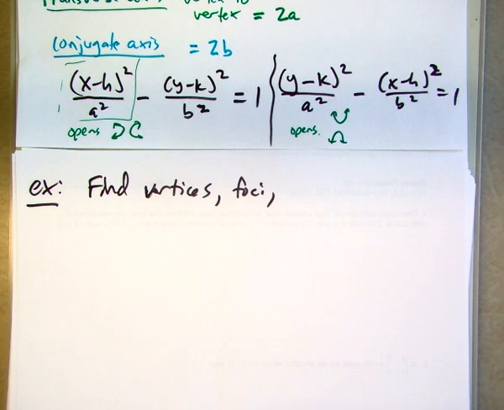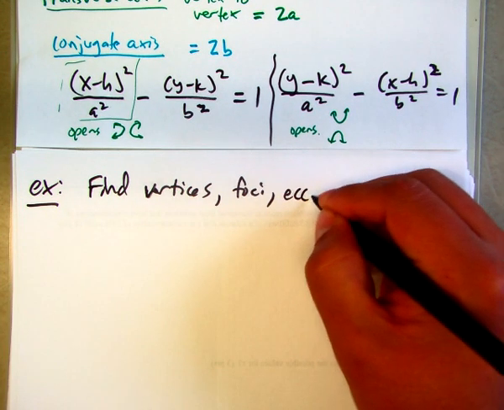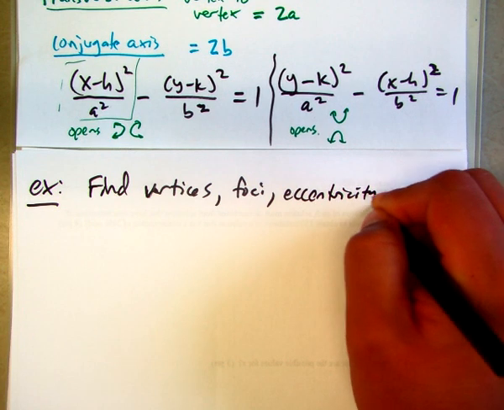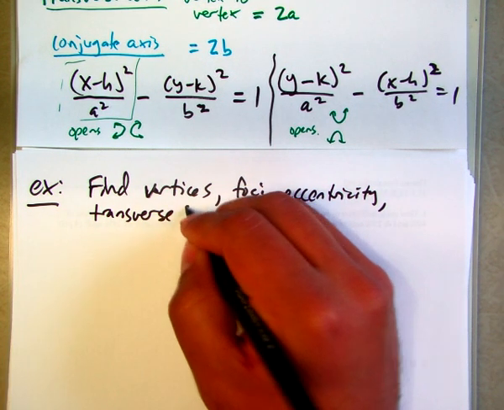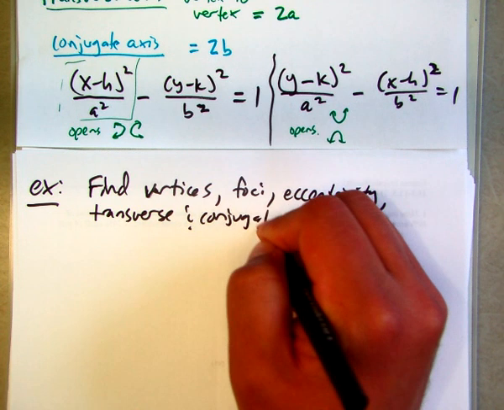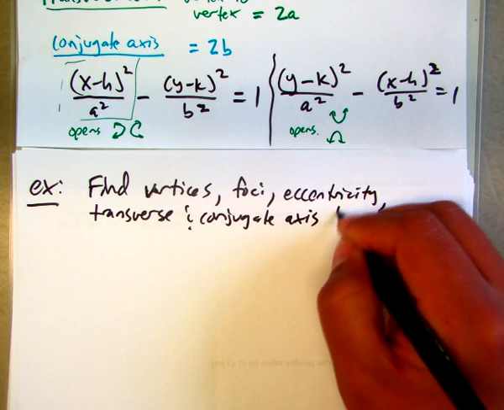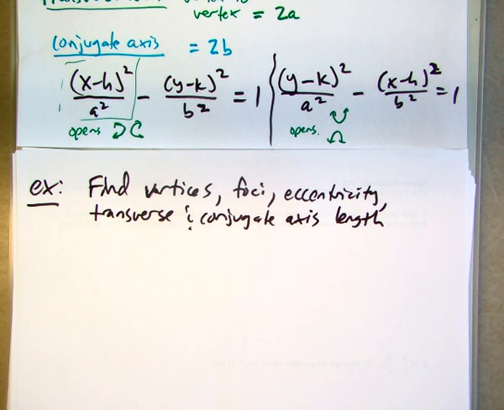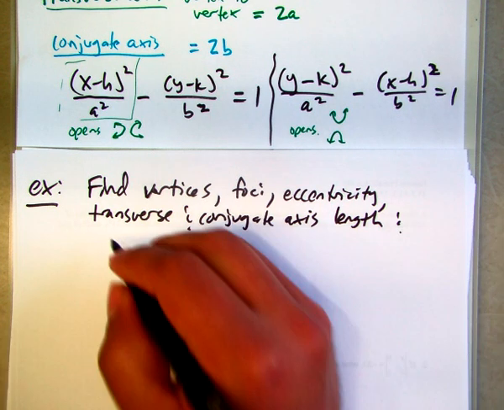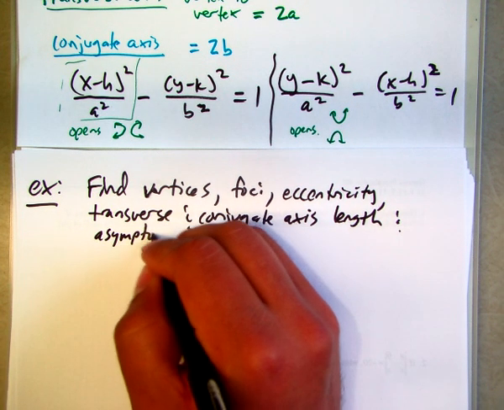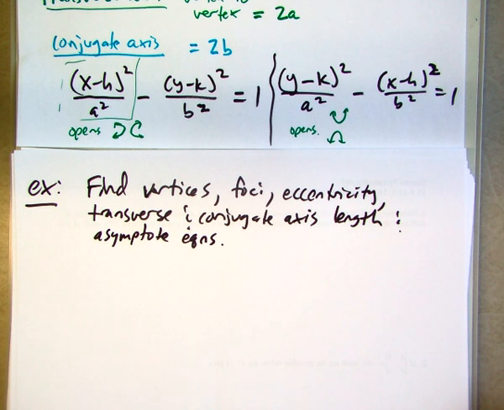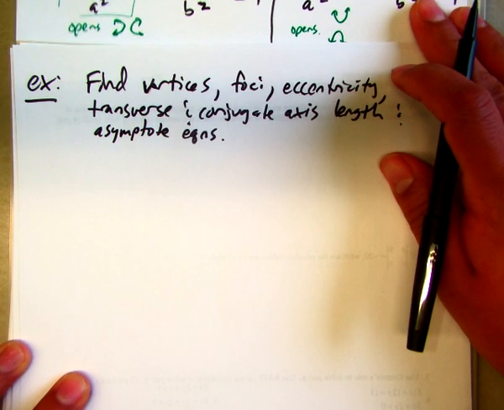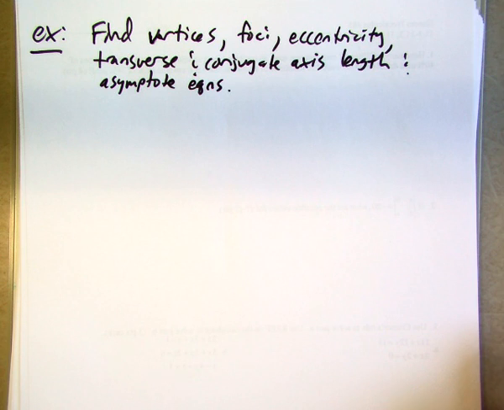So we want to find the vertices, foci, eccentricity, transverse and conjugate axis length, and asymptote equations. How did I call eccentricity last time? Elasticity, right?